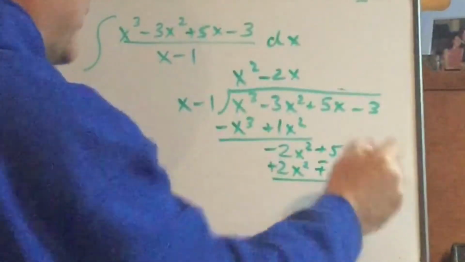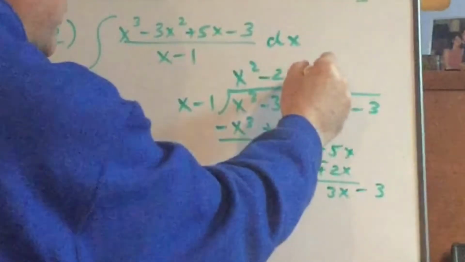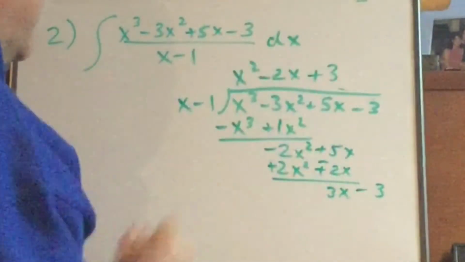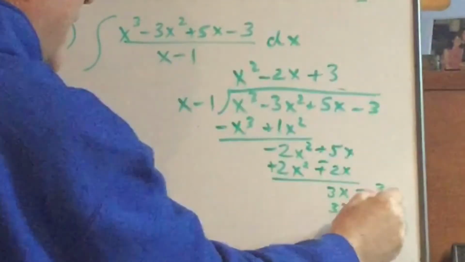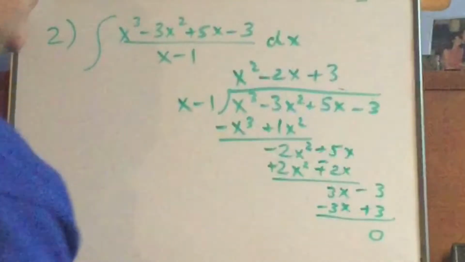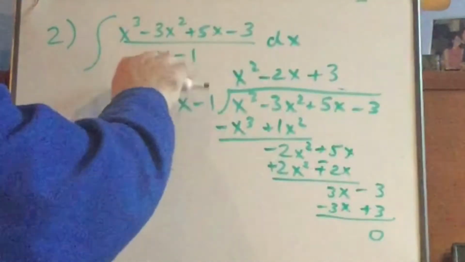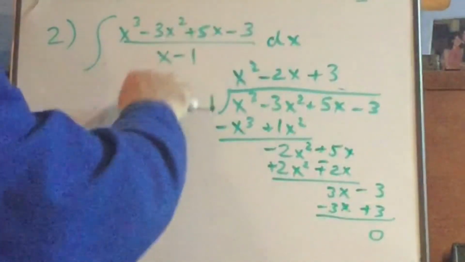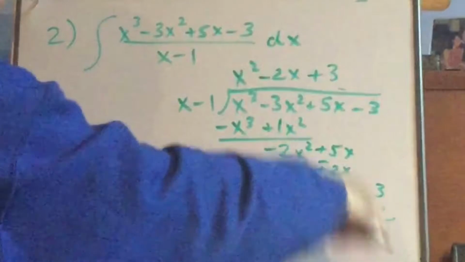I bring down my last term of negative 3. x times 3 would be 3x. That'll be plus 3. 3 times x is 3x. 3 times negative 1 is negative 3. When I change my signs to their opposites, I get a remainder of 0, which means that this 4-term polynomial divided by this binomial divides out perfectly even without a remainder.